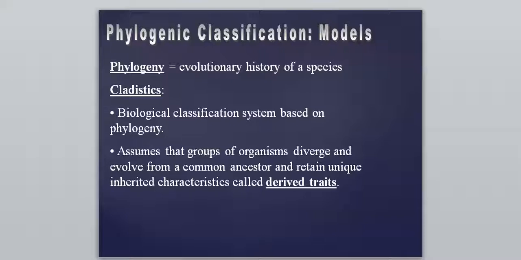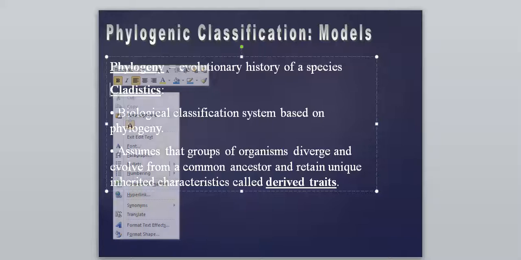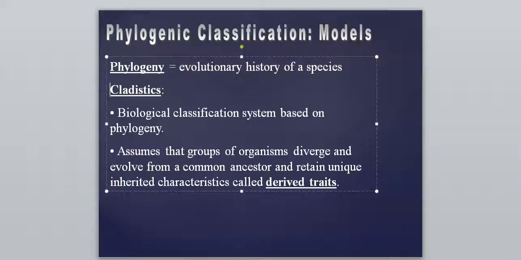So cladistics is the most commonly used classification method today, and it assumes that groups of organisms diverge and evolve from a common ancestor and retain unique inherited characteristics called derived traits. So I guess a derived trait between us and chimps would be we both have the use of arms or limbs or things like that. So that shows that we came from a common ancestor.